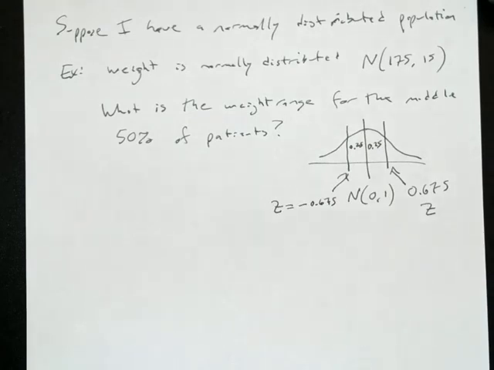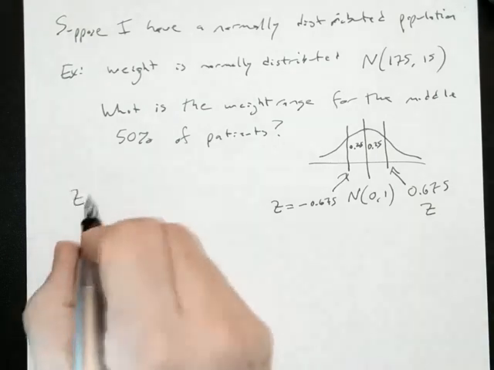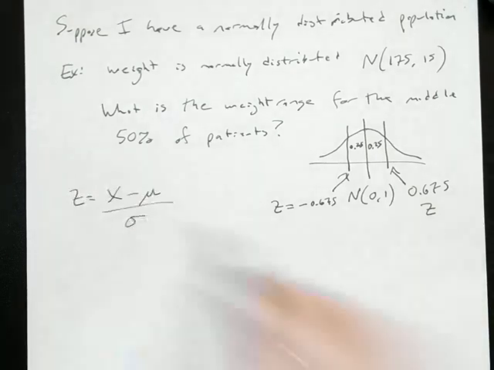Now those are Z. But the question's about weight, yes? So I need X's. I don't have X, I have Z. What's my equation that helps me go from X to Z? Same equation, I can use it now here. Z is X minus the mean over the standard deviation. Only this time, instead of putting in X to get Z out, I put in Z to get X out. So, you want to do the negative or the positive? I'll start with the positive one.